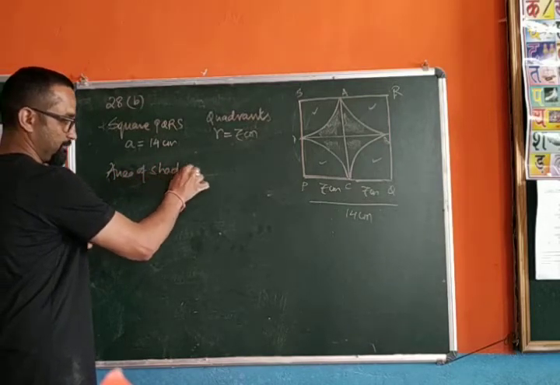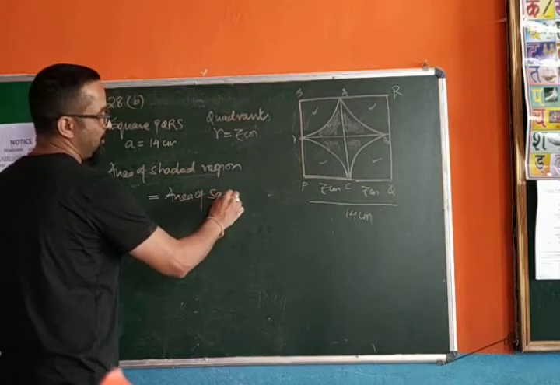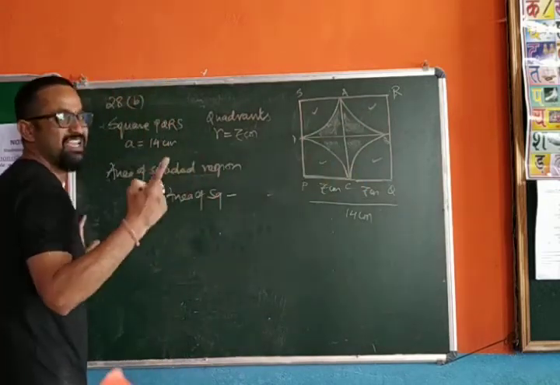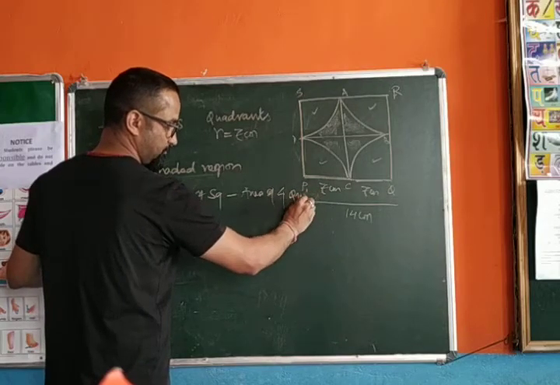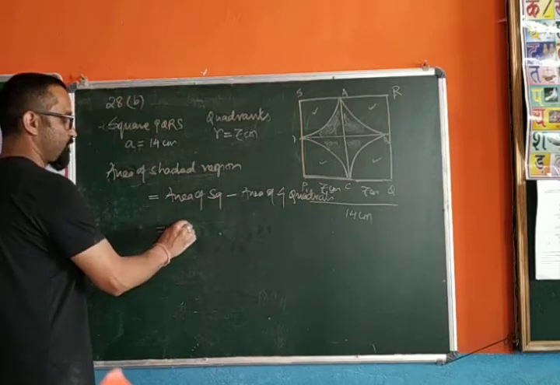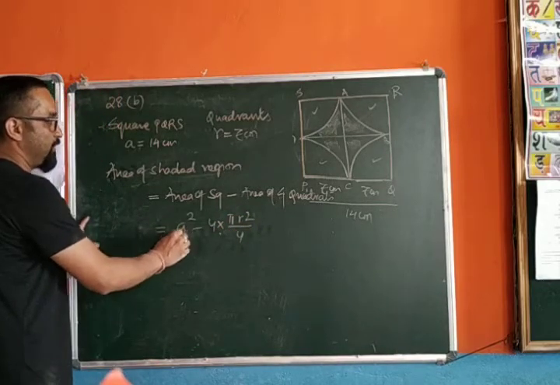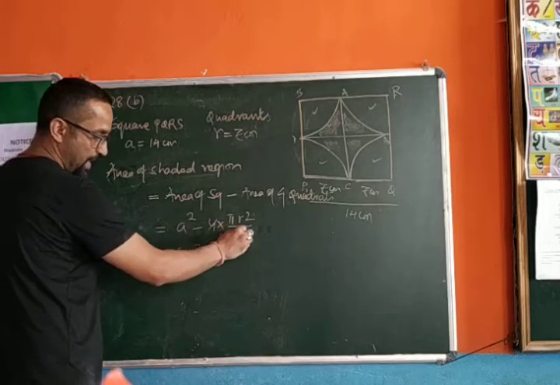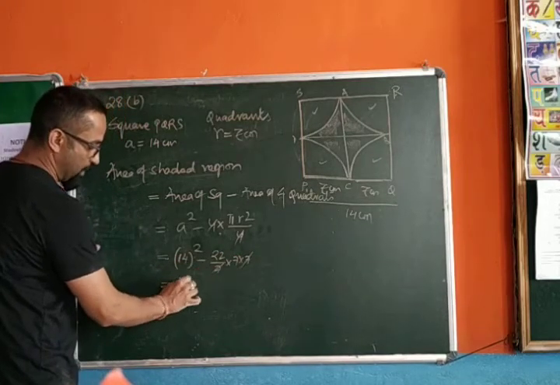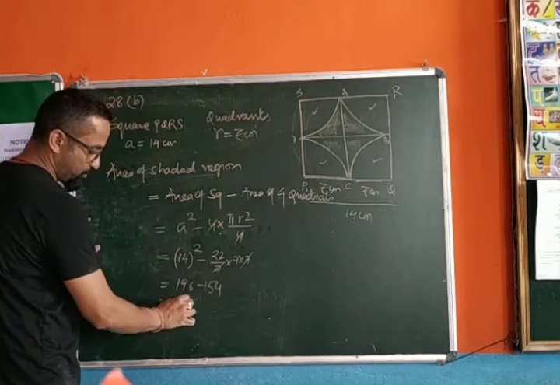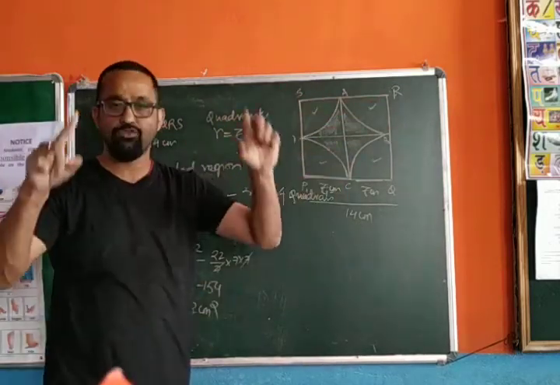Area of shaded region equal to area of square minus, there are 4 quadrants which have not been shaded, area of 4 quadrants. So you write area of square as a square minus 4 into pi r square by 4. Substitute the value, which is equal to 14 square. 4 cancels. Pi is 22 by 7. Radius is 7 into 7. 7 cancels. 196 minus 154. Subtracting that, 42 centimeters square. This is how we calculate. If you want to understand the diagram, you have to reconstruct it.